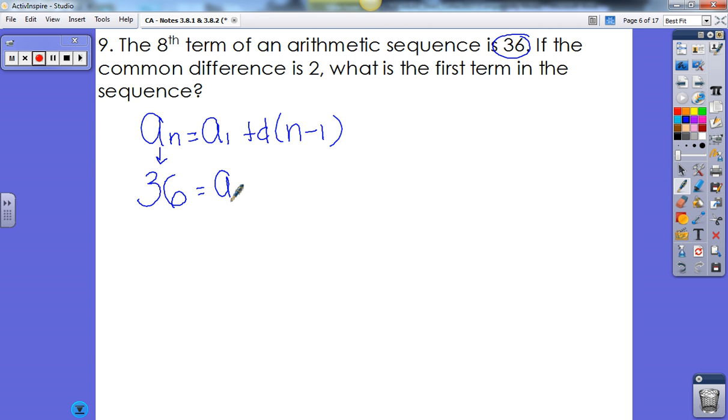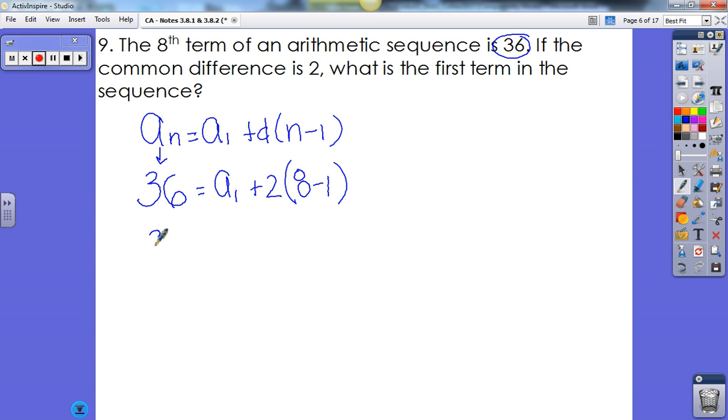My first term is the one I'm looking for. They tell me the common difference is 2, and then n gets replaced with 8 because it's the 8th term that I'm talking about. So this is where some people get confused, which one goes where as far as the 36 and the 8. So remember that this is the number of terms, and we're talking about 8 terms, and then this would be the specific value of a given term, and that is 36.